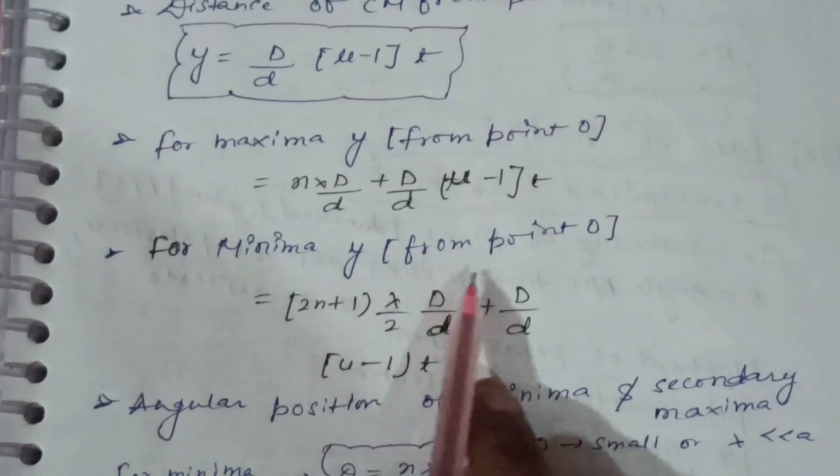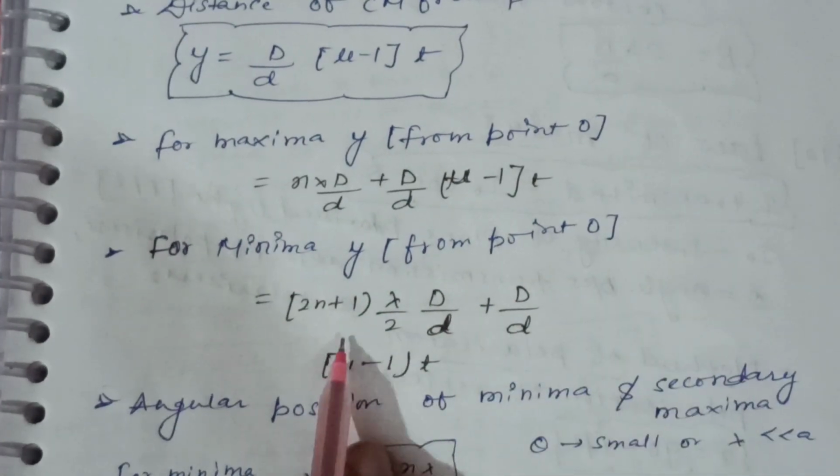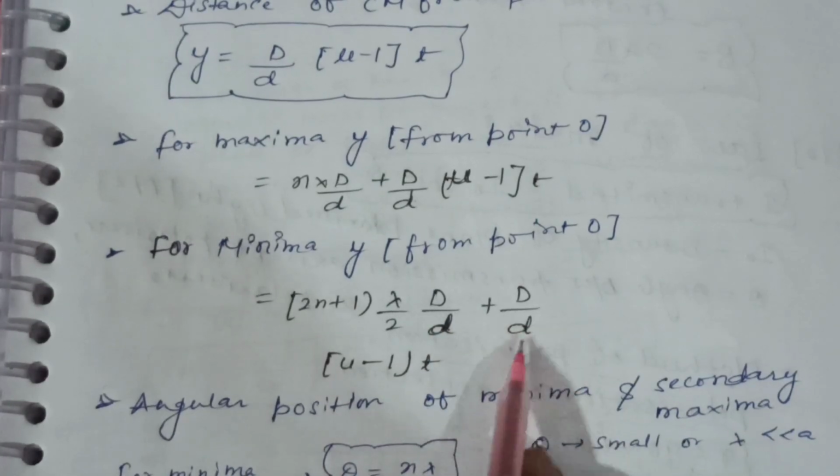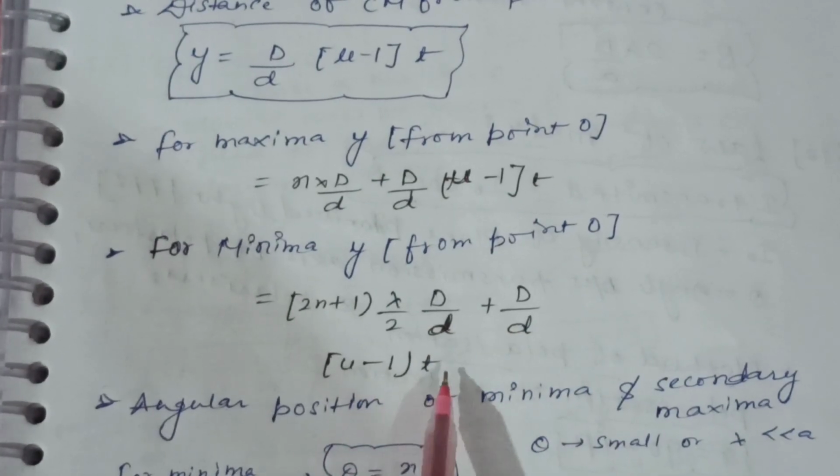For minima, y from point O = (2n + 1)λD/(2d) + (D/d)(μ − 1)t.